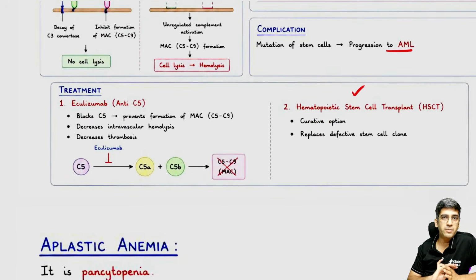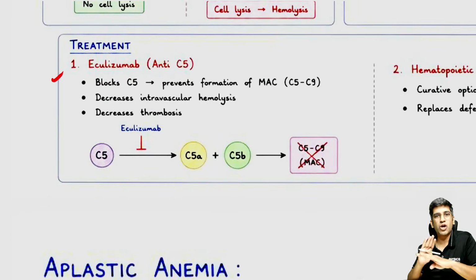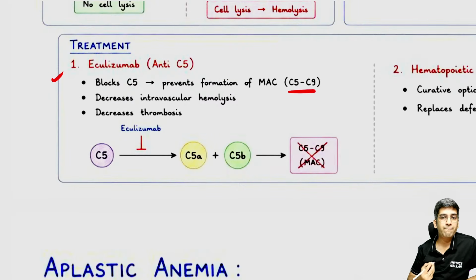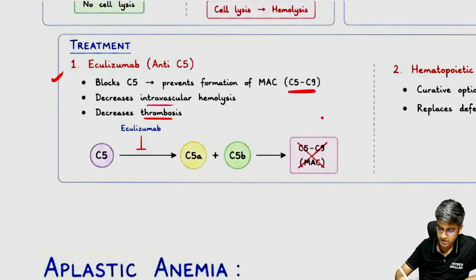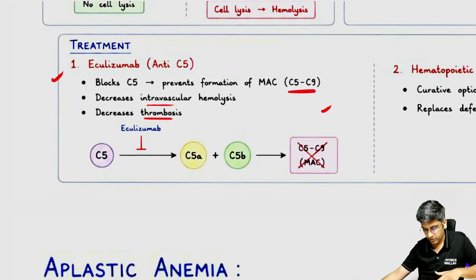There's one monoclonal antibody, very expensive, which blocks C5. If C5 is blocked, C5 to 9 will not happen, right? It will decrease lysis, and it will decrease thrombosis. That's one of the most expensive drugs available. That's eculizumab, which is the drug for PNH, but the most reliable treatment is hematopoietic stem cell transplantation.